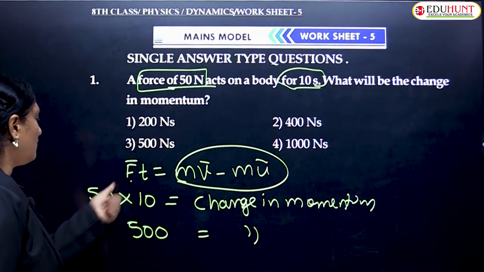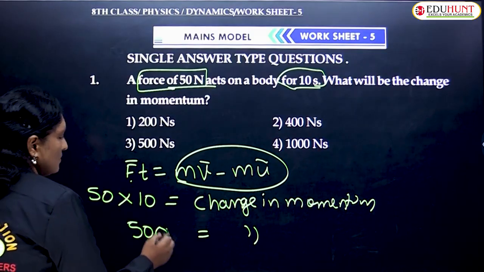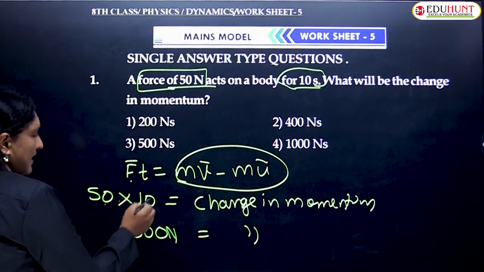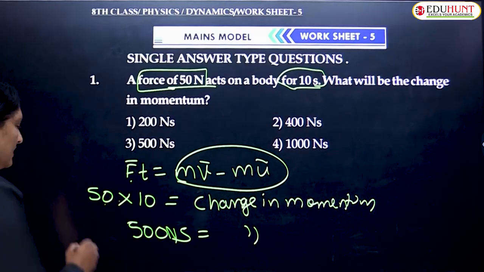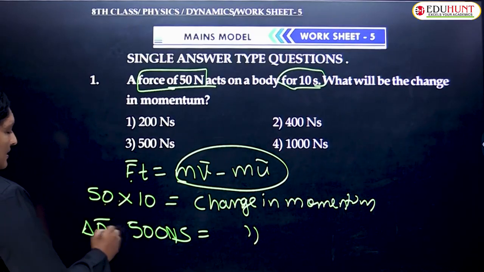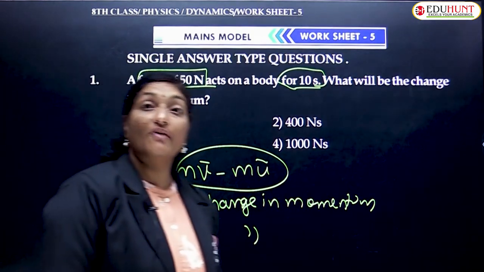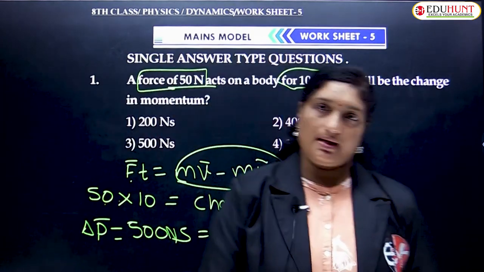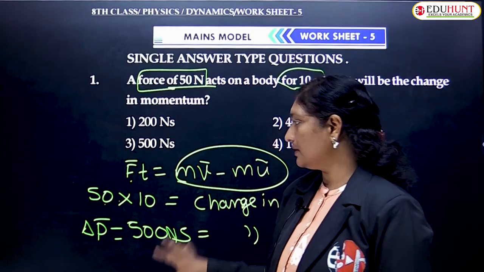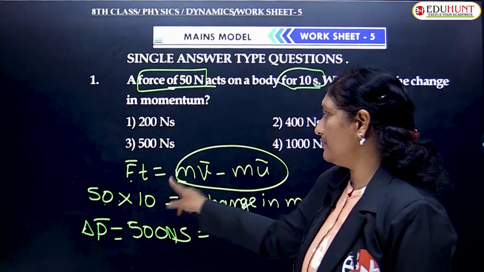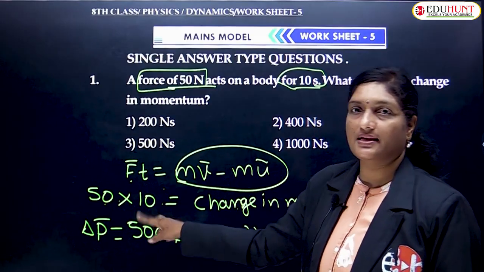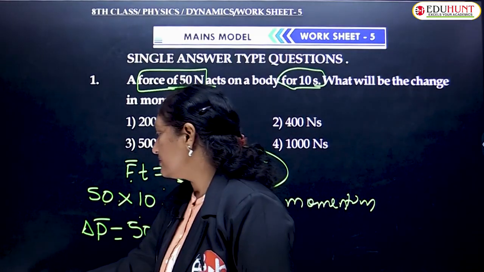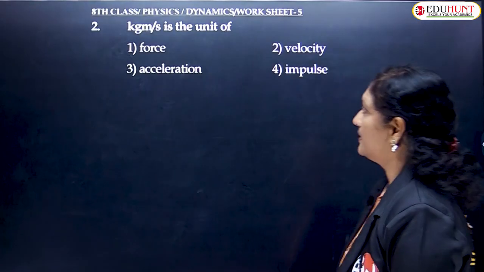What are the units of force, children? Force is measured in Newton, 50 Newton, and time is measured in seconds. Hence the change in momentum is equal to 500 Newton second. Okay, children? So change in momentum is the product of force and time. Force is 50 Newton, time is 10 seconds, 50 into 10 is 500. So change in momentum is 500 Newton second.